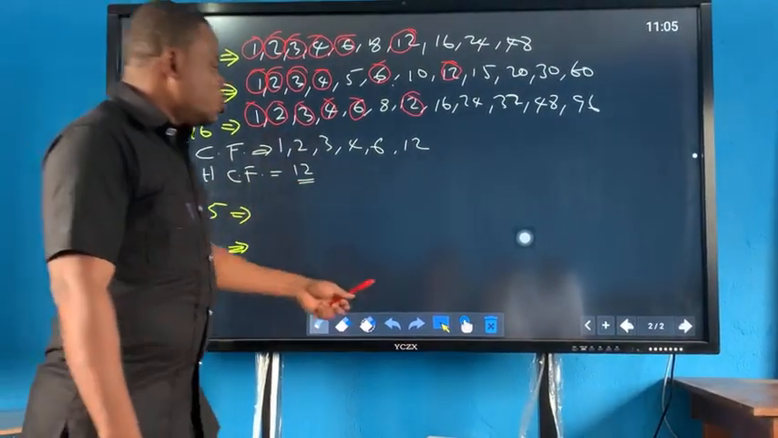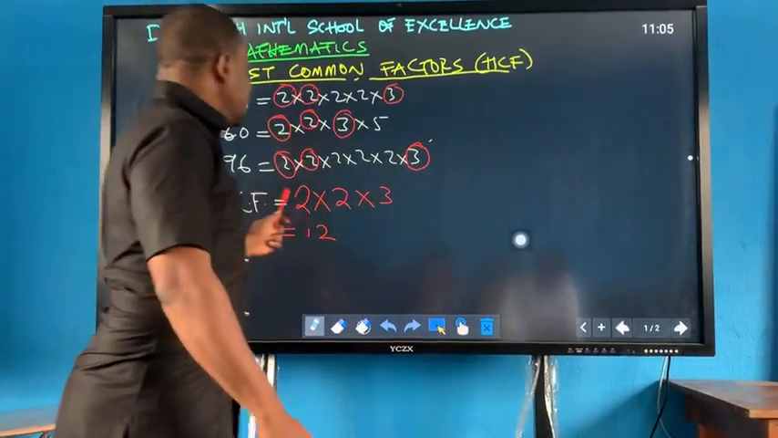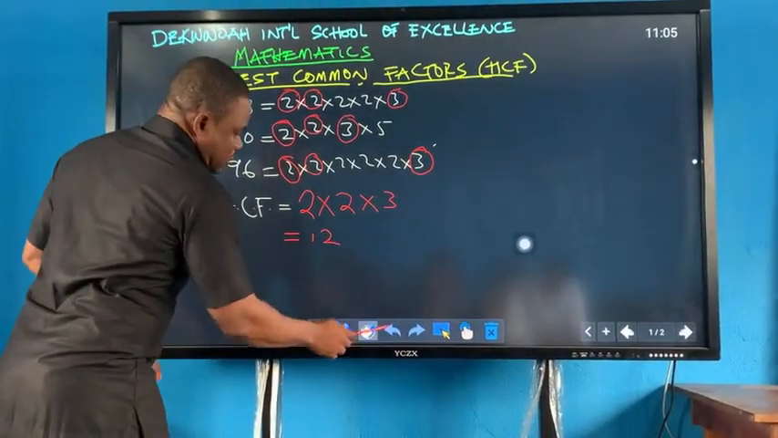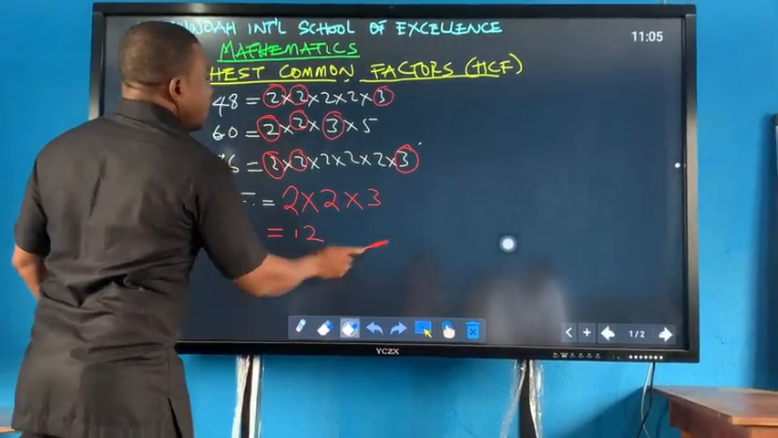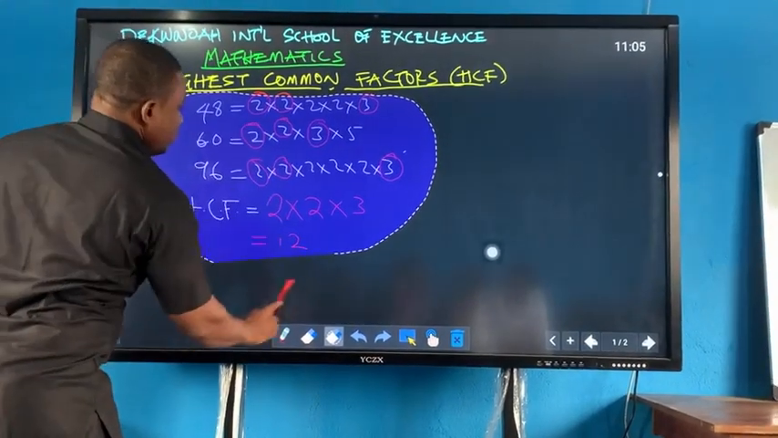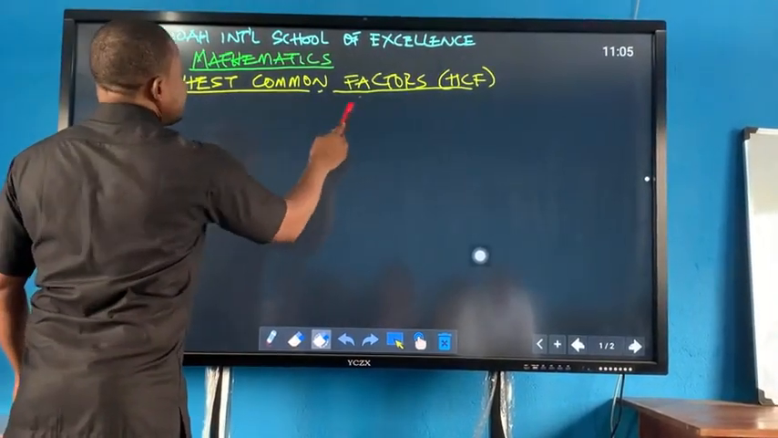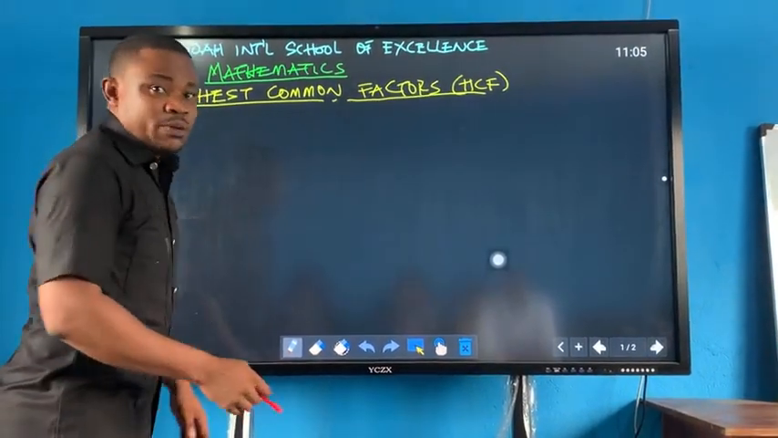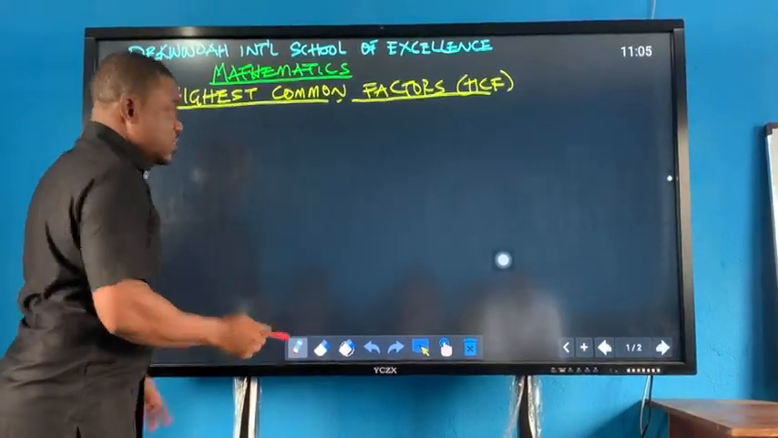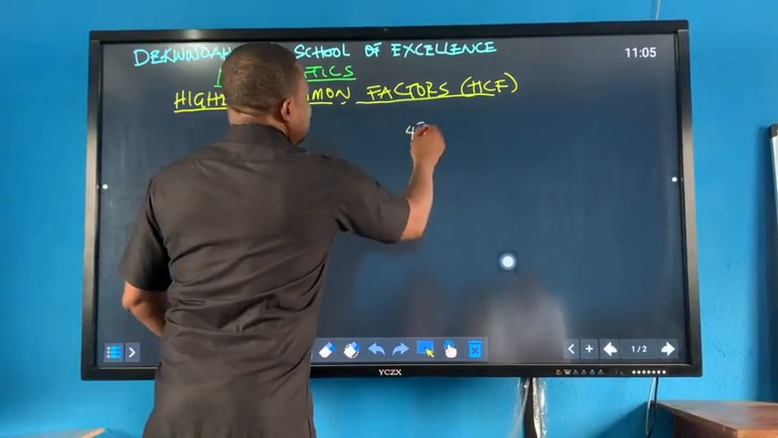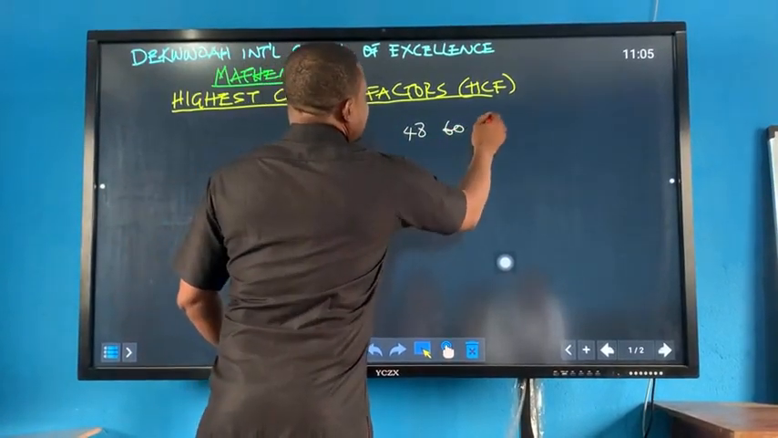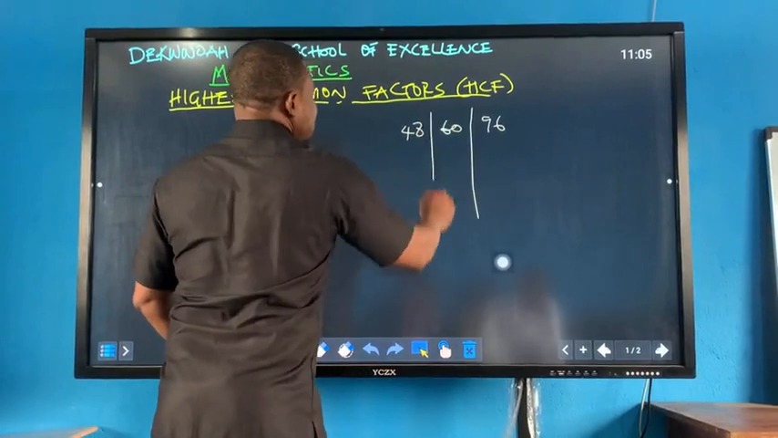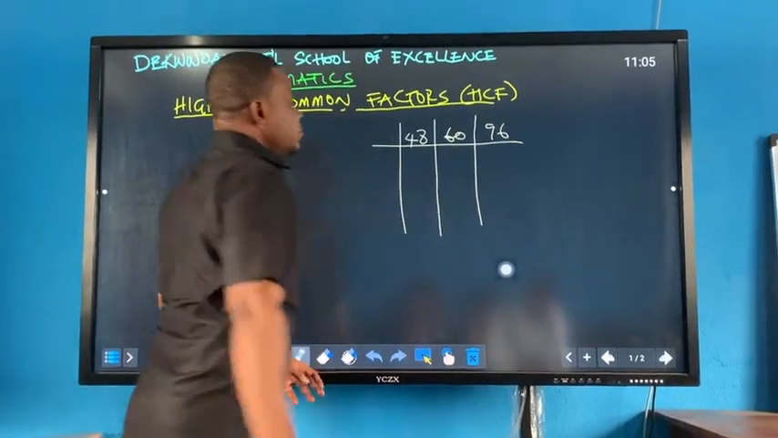You get what I'm saying? So whichever method you are using will give you the same answer. One last method we're going to try before I leave this place for HCF. Can you see, remember the numbers? 48, right? 60, and 96. This is another method you can use.